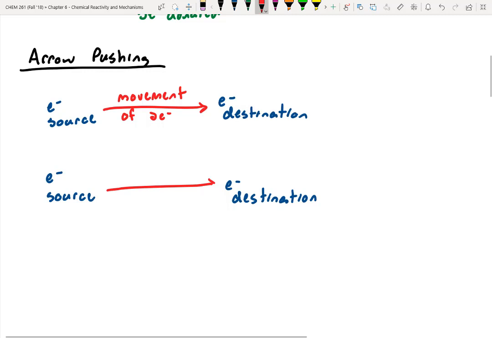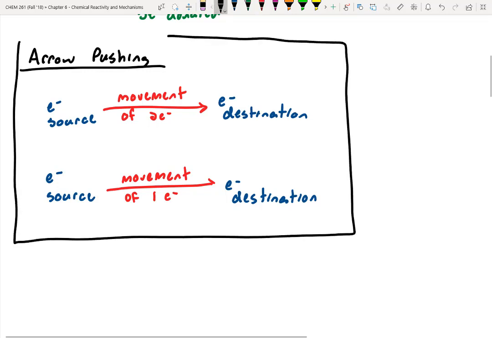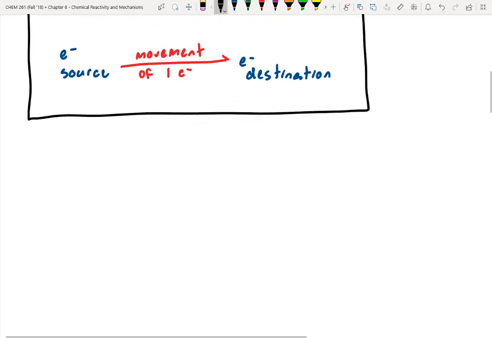Yeah, good question. All right, the bottom one, though, with the single-headed arrow is movement of one electron. And really, we're only going to use these arrows when we're creating radicals or doing radical chemistry. That's something we won't see much of until second term organic chemistry. So be careful when you're drawing your reaction arrows to use double-headed arrows until we get into radical chemistry.